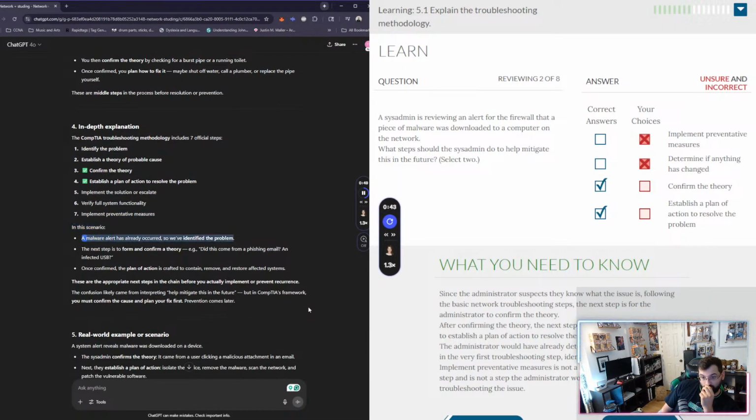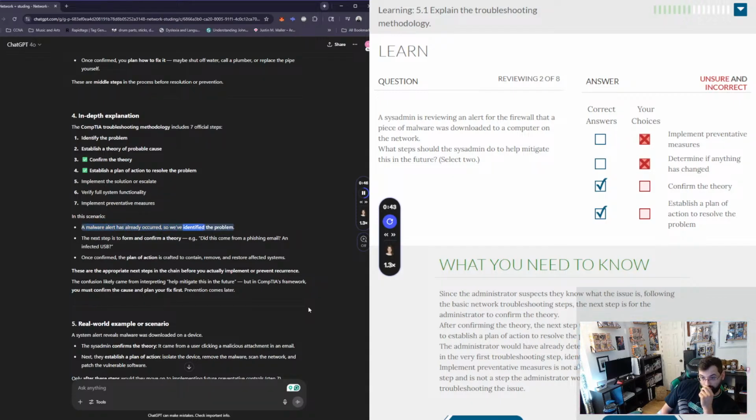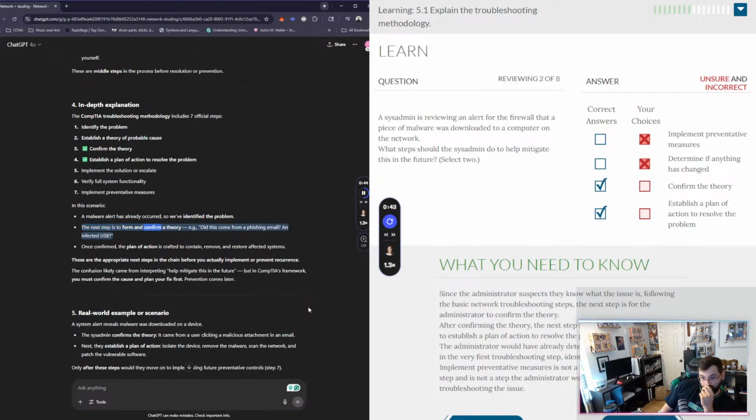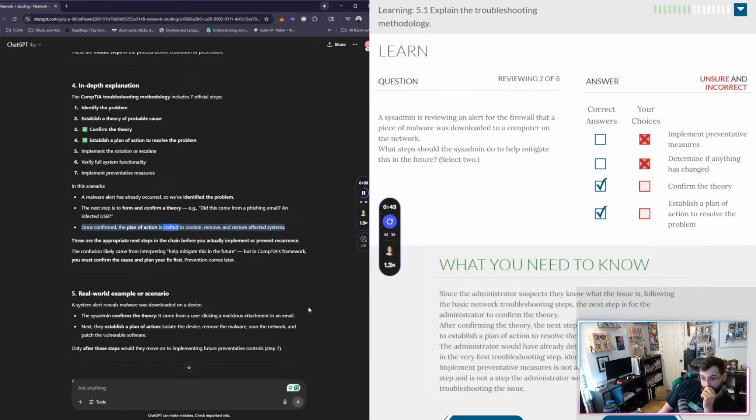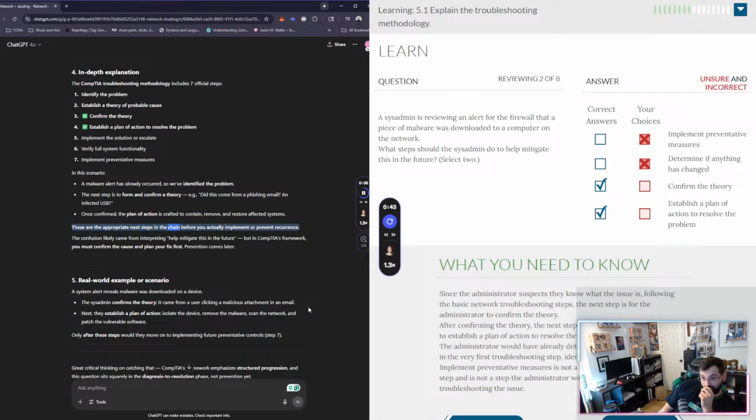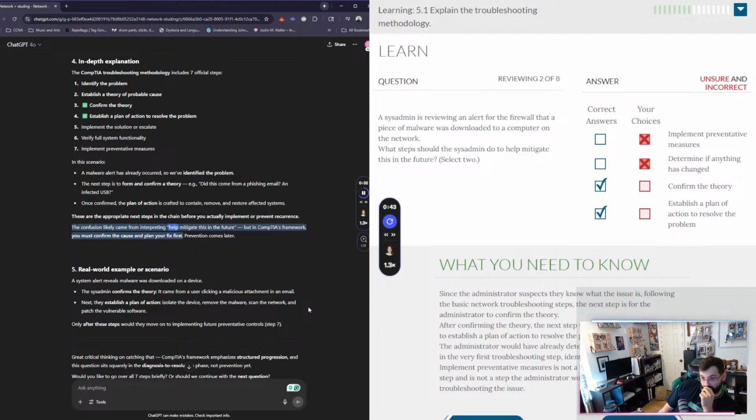In this scenario, a malware alert has already occurred, so we've identified the problem. The next step is to form and confirm a theory. For example, did this come from a phishing email, an infected USB? Once confirmed, the plan of action is crafted to contain, remove, and restore affected systems. These are the appropriate next steps in the chain before you actually implement or prevent recurrence. The confusion likely came from interpreting help mitigate this in the future. Yes. But in CompTIA's framework, you must confirm the cause and plan your fix first.